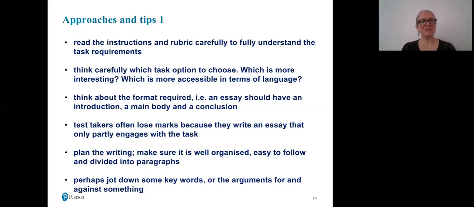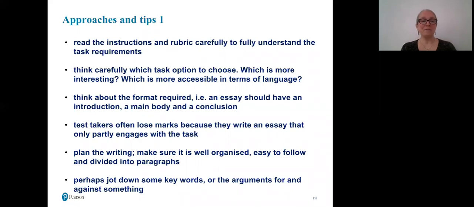Pay attention to the instructions about the format required and make sure you adhere to the conventions of that format. So, for example, an essay would have an introduction, a main body, and a conclusion, and we'll be looking for that when we're marking the piece. As I've said, test takers often lose marks because they write an essay that only partly engages with the task.